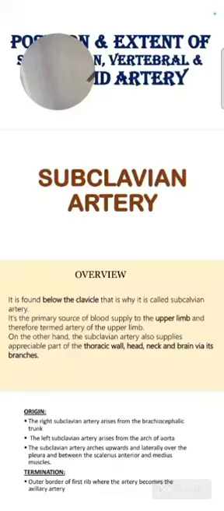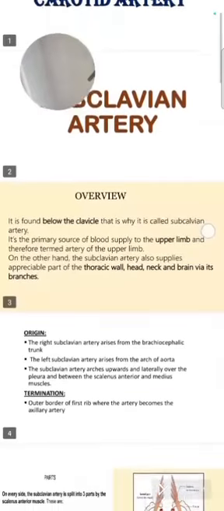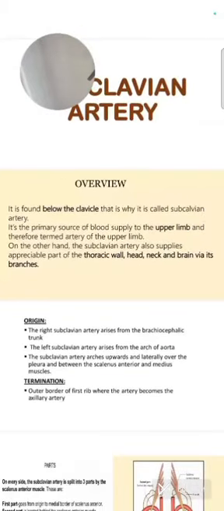First, subclavian artery. So introduction about this. The subclavian artery is found just below the clavicle. That's why it is termed as subclavian artery. So these arteries are named according to the regions. It's the primary source of blood supply to the upper limb, and therefore it is termed as artery of the upper limb. And the subclavian artery also supplies the thoracic wall, head and neck, brain through its branches.